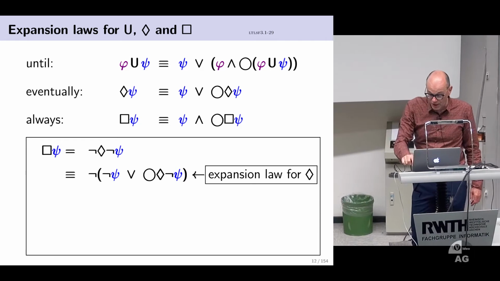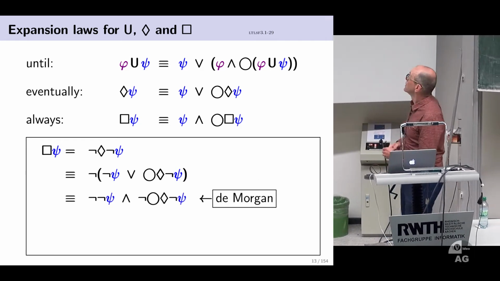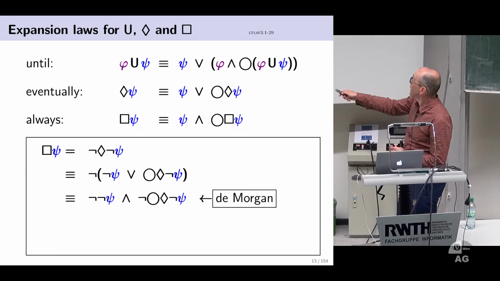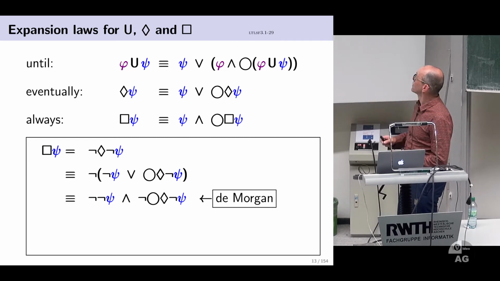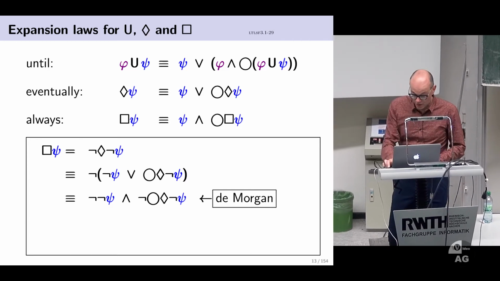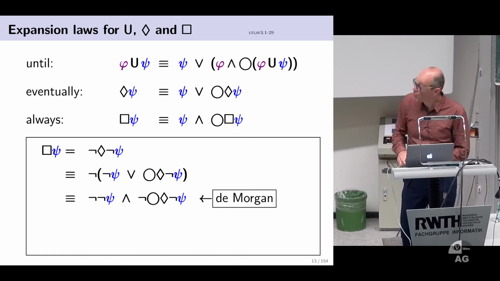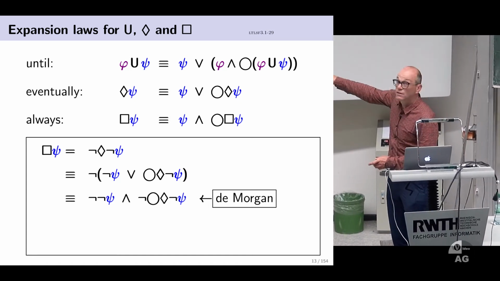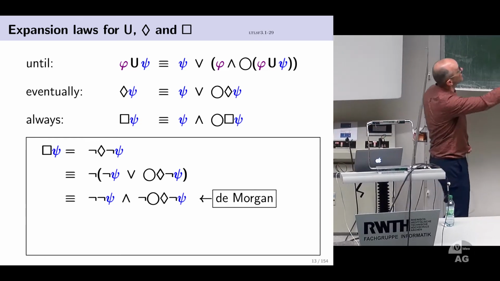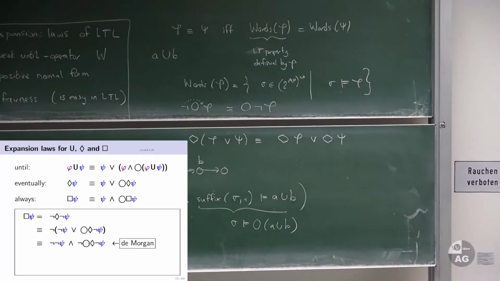Now you can push in the negation inside, just De Morgan. So we get not psi and not next eventually not psi. And now you can, of course, simplify this to psi, and you can push this negation inside. Why can you push this negation inside? Because of this law that you can push this negation in there.